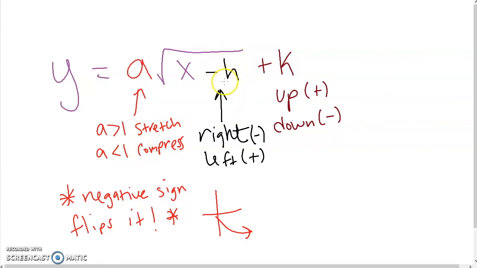On the inside of my square root, if I have a minus sign, it's going to go to the right. If I have an addition sign, it's going to move to the left. And when I add at the end, it goes up. And when I subtract at the end, it goes down. Also remember that this less than 1 thing doesn't apply to negative signs. Negative signs simply flip the function either up or down.